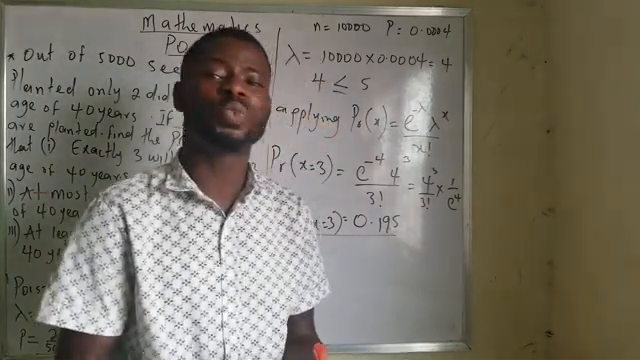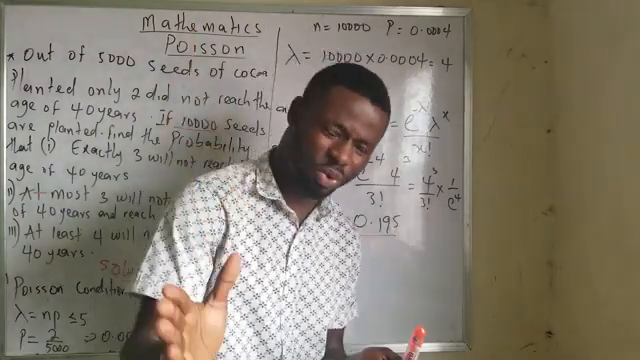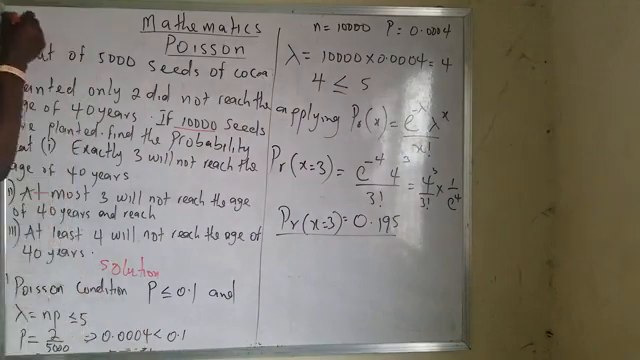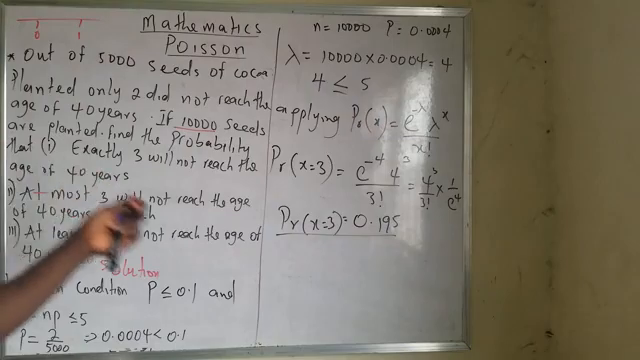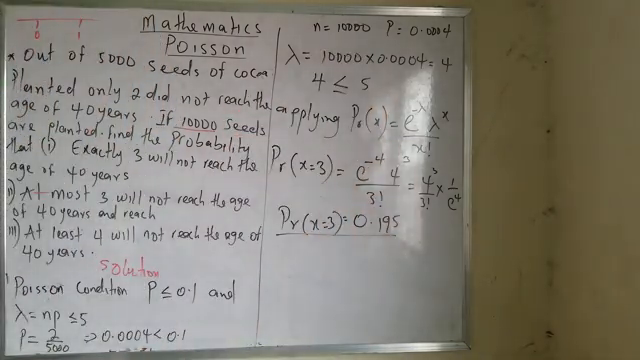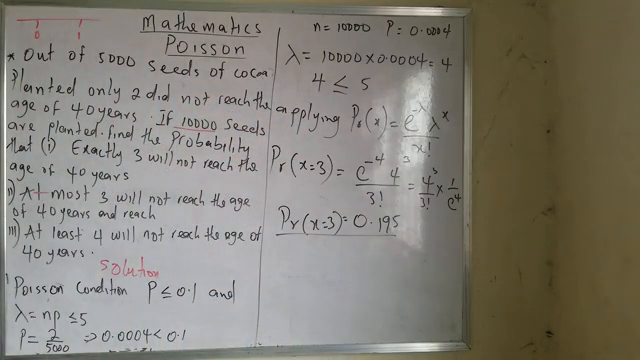Now, don't forget that we are talking about probability. Your answer must be between 0 and 1. Anytime you are solving any probability and the answer is more than 1 or less than 0, negative numbers being all less than 0, it means you have done something wrong somewhere. That is number 1.